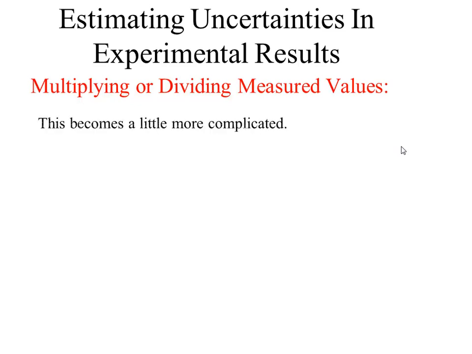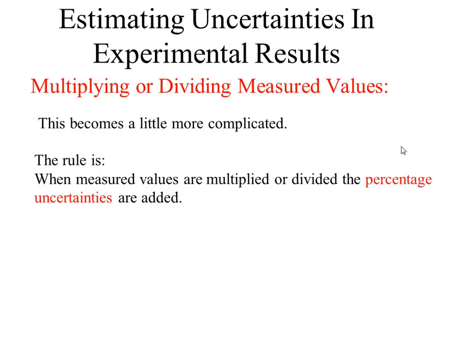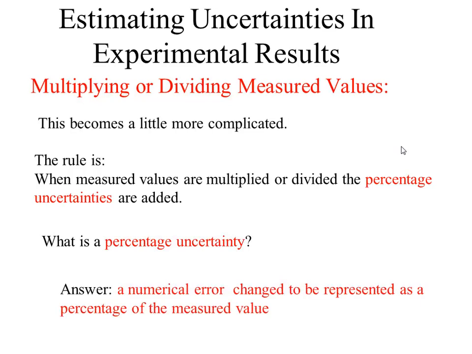When we're multiplying or dividing, it becomes a little more complicated. What we do here is we have to add our percent uncertainties. Percent uncertainty is just what percent the uncertainty is of the value. All right? We'll stop here, and that's it.